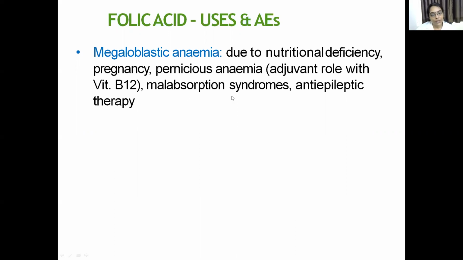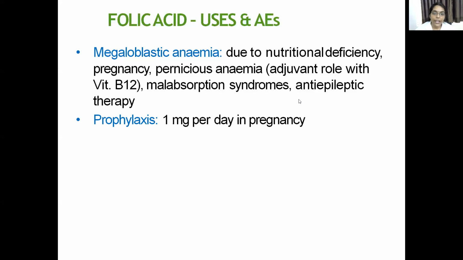Then malabsorption syndromes, again tropical sprue, celiac sprue, there you need to supplement with folic acid. And again anti-epileptic therapy. As I've said, when anti-epileptic therapy is being given with phenytoin and phenobarbital, you need to supplement folic acid. Then prophylactically we give it in pregnancy, that is 1 mg per day. If a person is pregnant, you start folic acid, or if they're planning to become pregnant, they can start taking folic acid even 3 months prior.